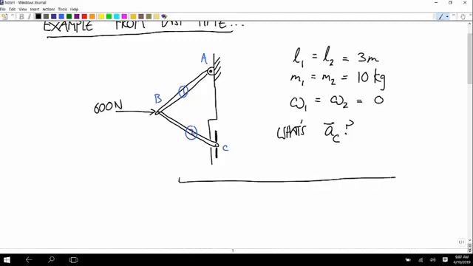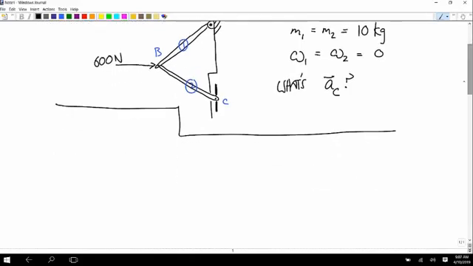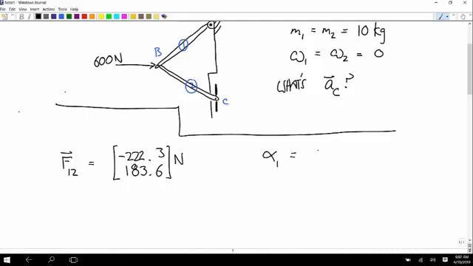And we went through all of the calculations. We just didn't solve the final matrix. So what I got when I went through the matrix calculation is that F12 was negative 183.6, that's newtons. Alpha 1 was 7.23 radians per second squared.